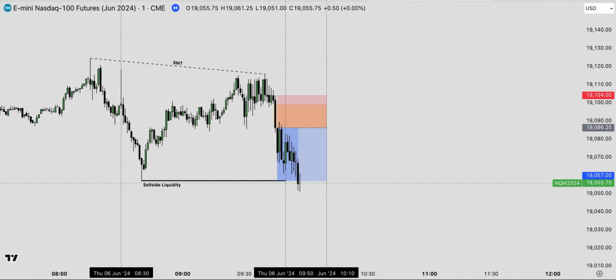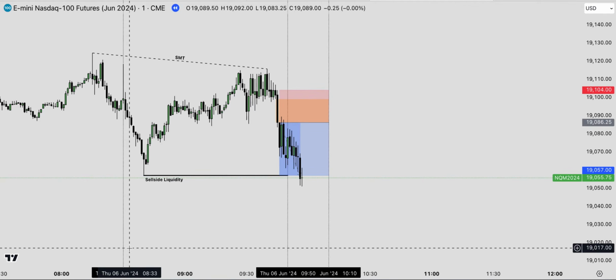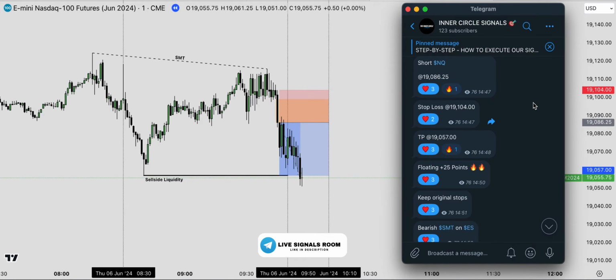All right, there you go. Took a little bit of time, but we got there in the end. First TP would have been hit, and I would have moved my stops to break even, targeting the next low to the left of us. So I hope that explanation made sense.